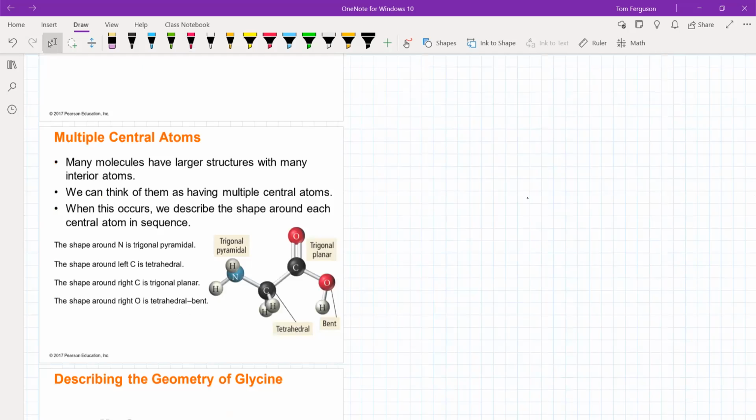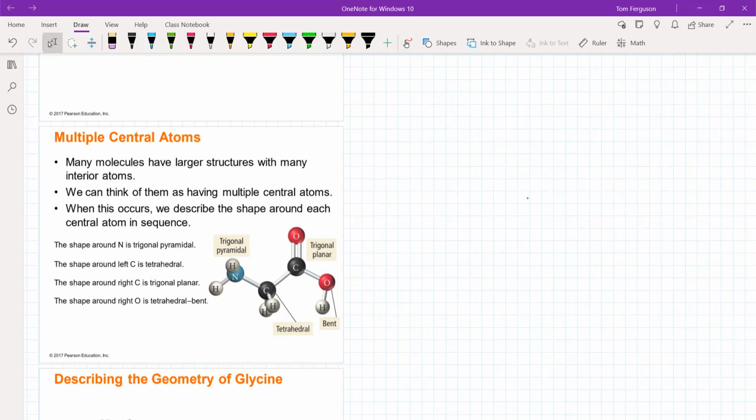And again, the concept of the central atom is key to this whole VSEPR. So the analysis is done per central atom. So in the case of the amino acid glycine here, we'd have 1, 2, 3, 4 analyses.